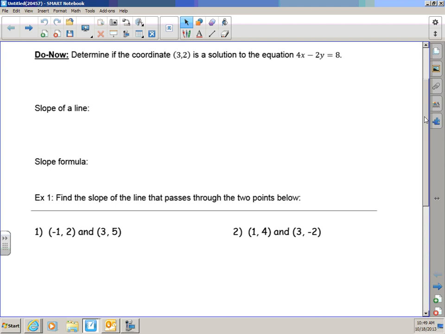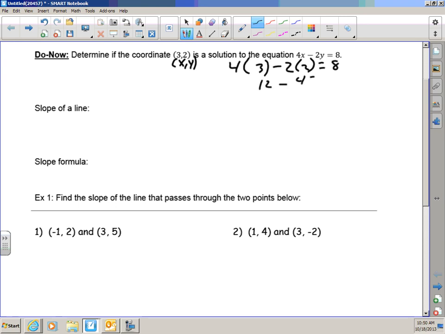But before getting into what we're going to cover, let's take a look at the do now. How do we know if the coordinate 3, 2 is a solution to the equation given? Well, similar to other work we've done before, 3, 2 is an x and a y value. So all we are asking is when you substitute in for x and y, does the equation hold true? And the answer is yes, it is.